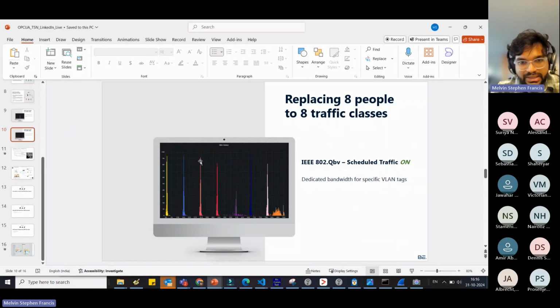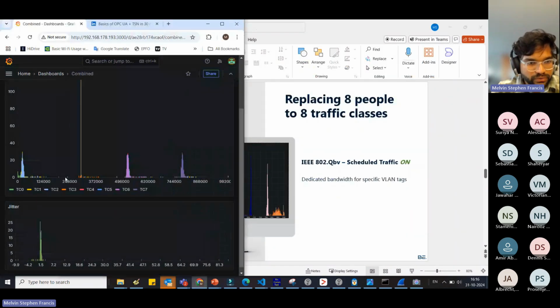So this we can compare to the image that we are seeing here. Every traffic class has equal bandwidth, but here you can see that from 250 microseconds to 500 microseconds, we have just allocated it for our real-time application. So we can rely on this particular network, and the data delivery is guaranteed.